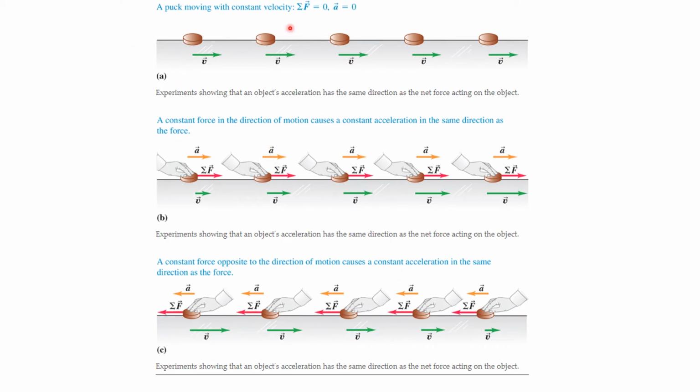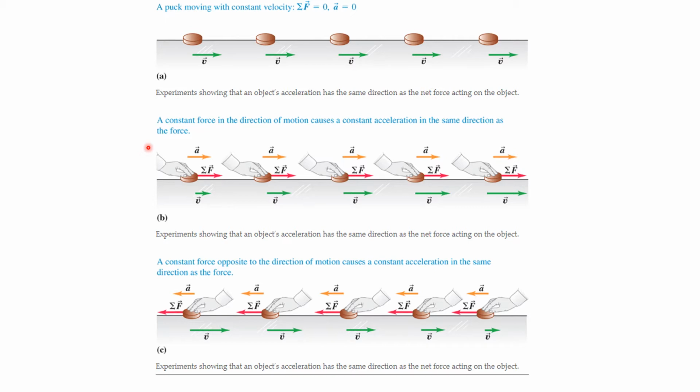Moreover, when we see that the net force is zero, that means the acceleration has to be zero. That means that something moves at a constant velocity. And that comes from experiments showing that an object's acceleration has the same direction as the net force acting on the object. The net force here is zero, so there is no acceleration. Everything moves at a constant velocity.